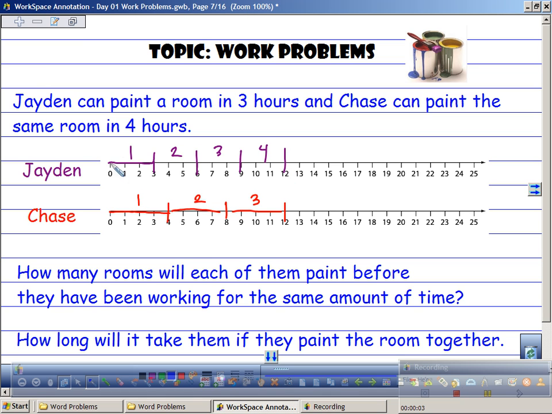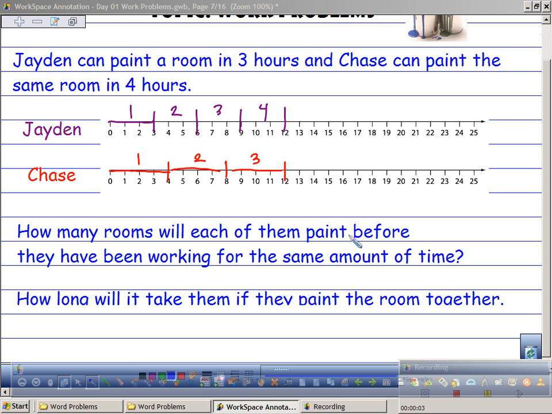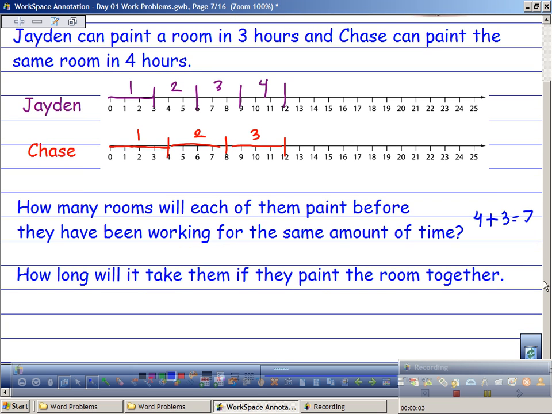So Jaden can do one room in 3 hours, 2 in 6, 3 in 9, 4 in 12. Chase takes a little bit longer, so it's 1 room in 4 hours, 2 rooms in 8 hours, and 3 rooms in 12 hours. So first we ask how many rooms will each of them paint before they have been working for about the same time. Well, Jaden painted 4, and Chase painted 3. So together they painted 7.